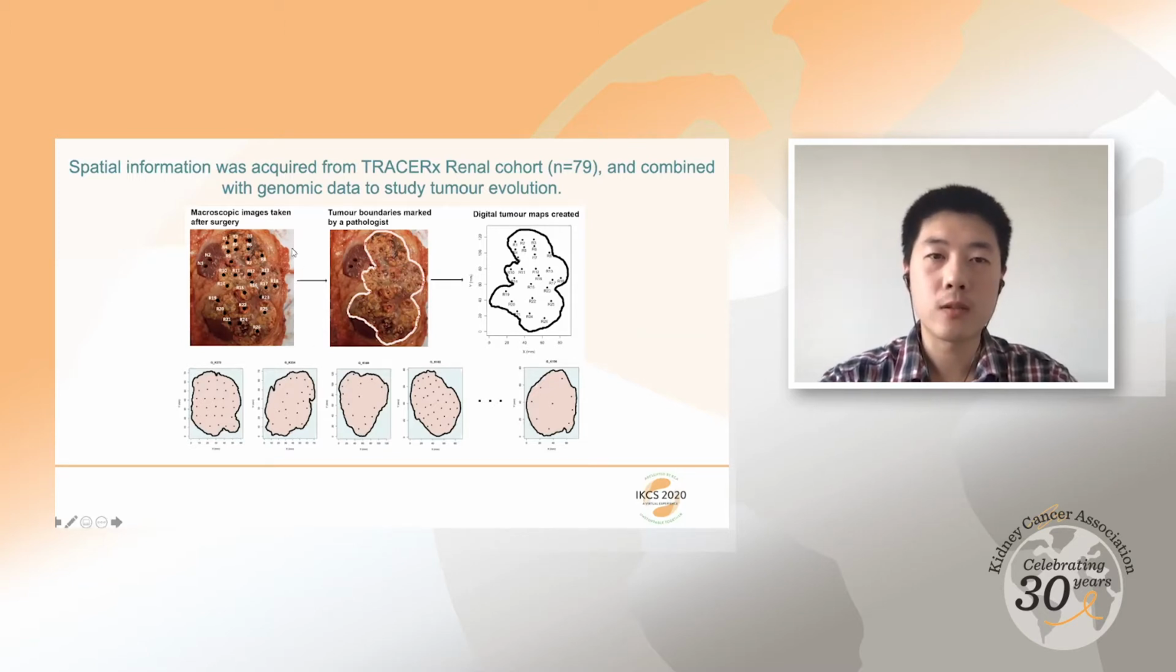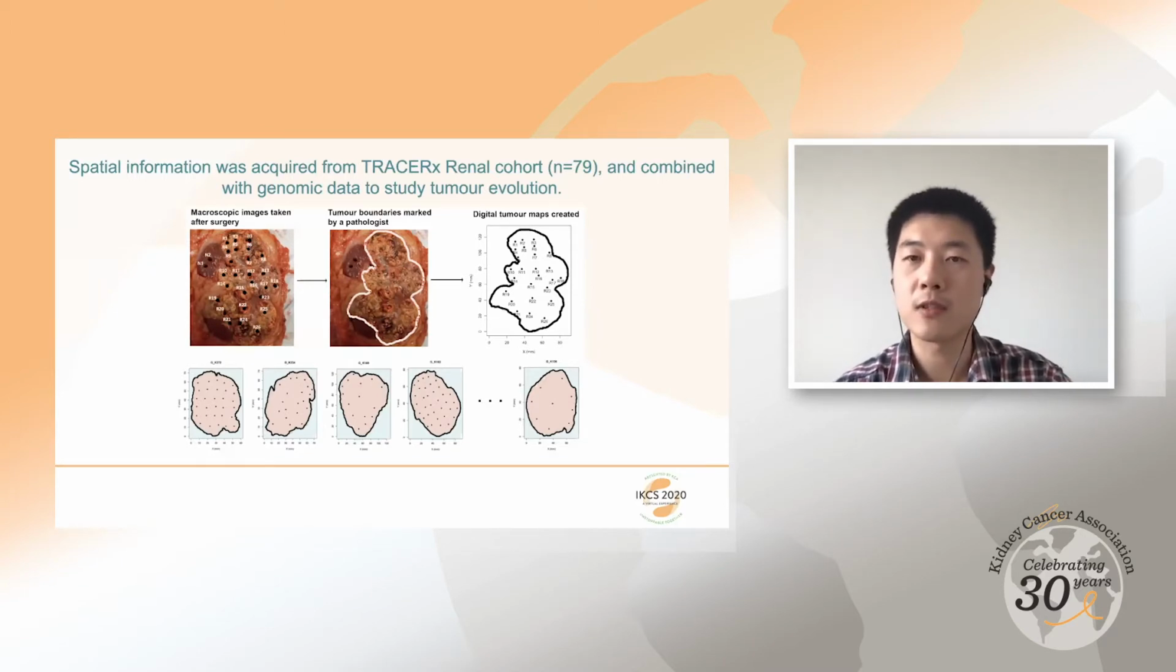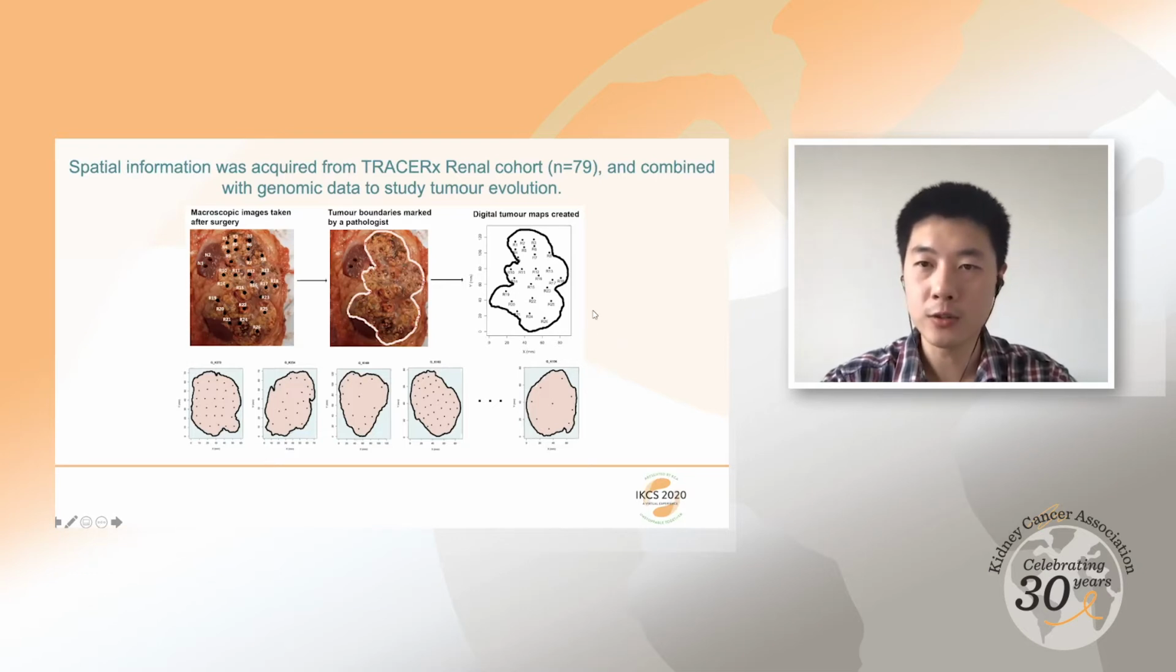And so what we did was to use a digital pipeline to extract the spatial positional information from the photos taken after surgery, which extracts the X and Y coordinates of each biopsy region and the boundary between tumor tissue and normal tissue. And then using that information, we reconstructed digital tumor maps for each tumor that we extracted, and used the information to do downstream analyses.